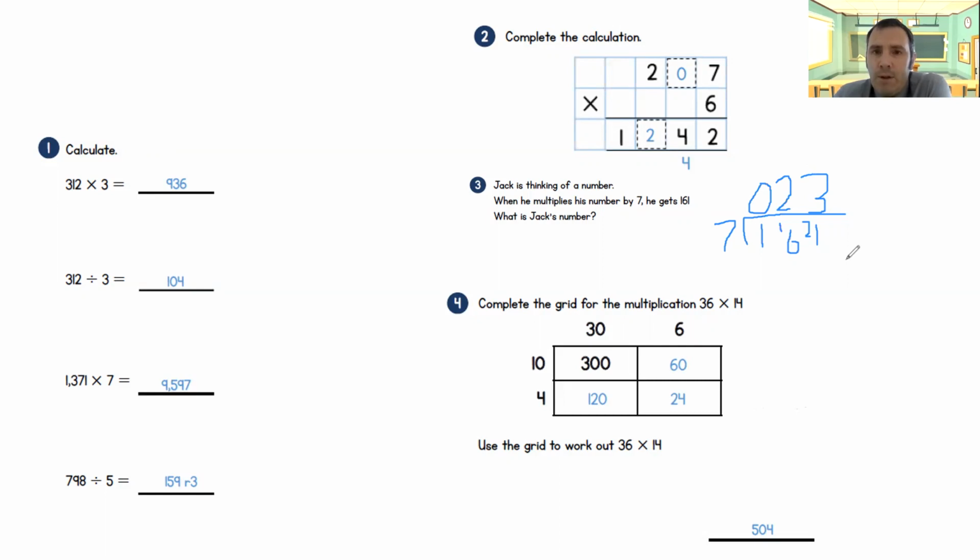Question 4. Complete the grid. The grid method, or the area method, we did plenty of practice with last week, so it should be quite fresh in your memory and how to do it. So you're going to multiply each box. So here is 10 times 6 for 60. Here is 4 times 30 for 120. And here, 24 is 6 times 4. To find the answer for all of these, you just add them all together. Nice and simple. Let's move on to our next page of answers.